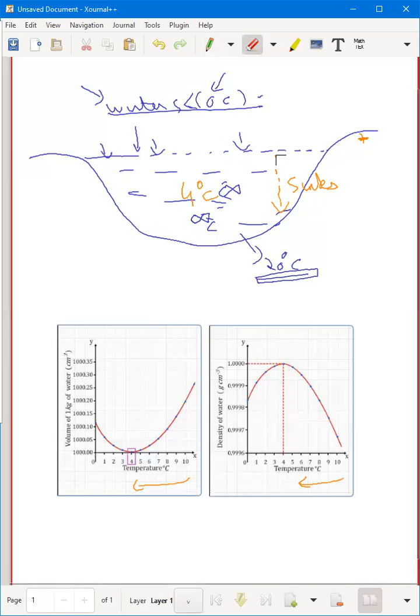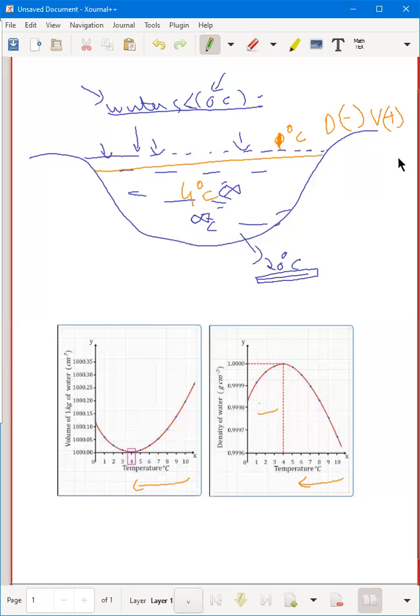So even the surface water is at 4 degrees now. Now what happens as the surface water cools further? Let's say the surface water becomes 1 degree. Falling from 4 to 1 degree, what happens to density? Water will expand and the density will decrease. Water expands and density decreases.